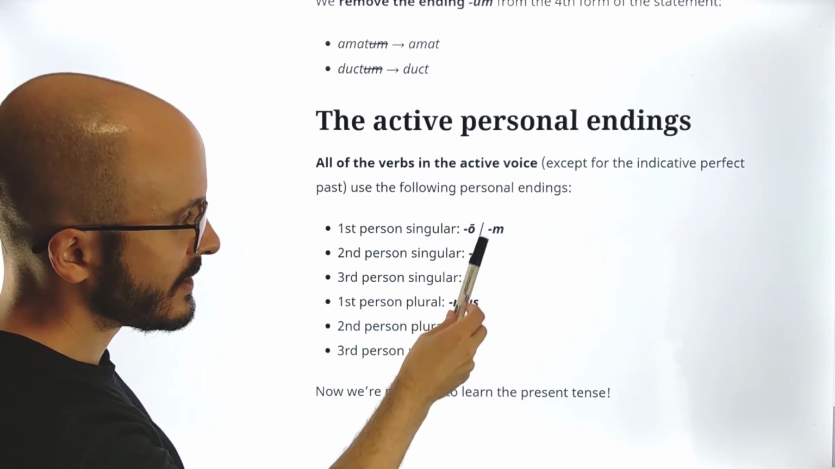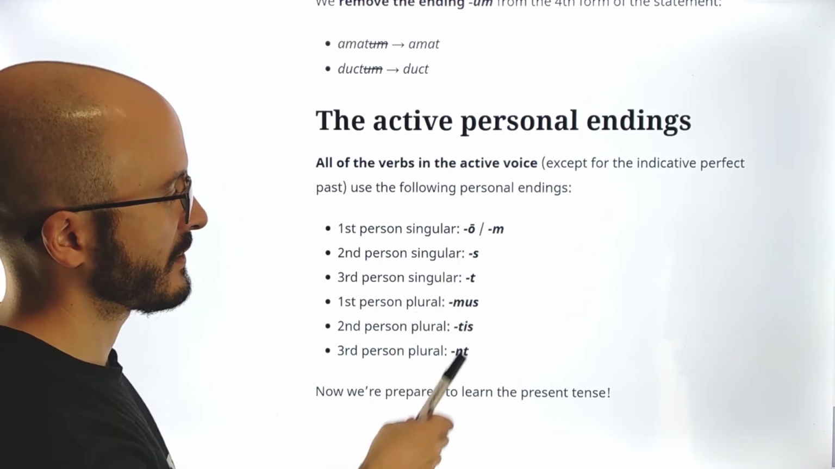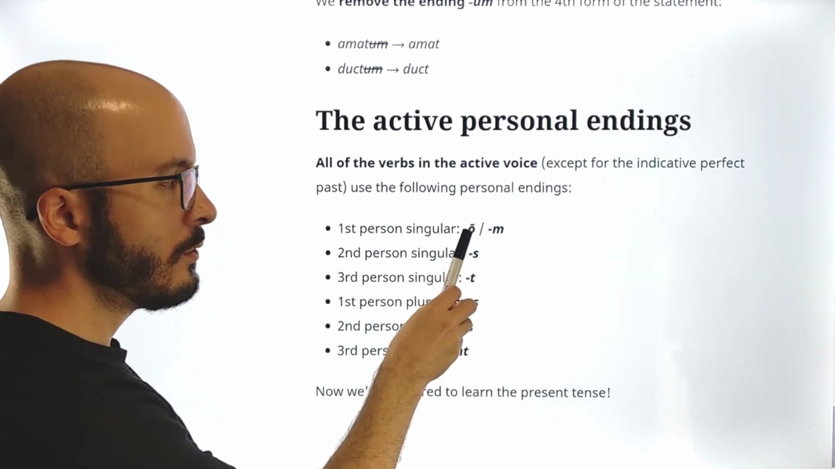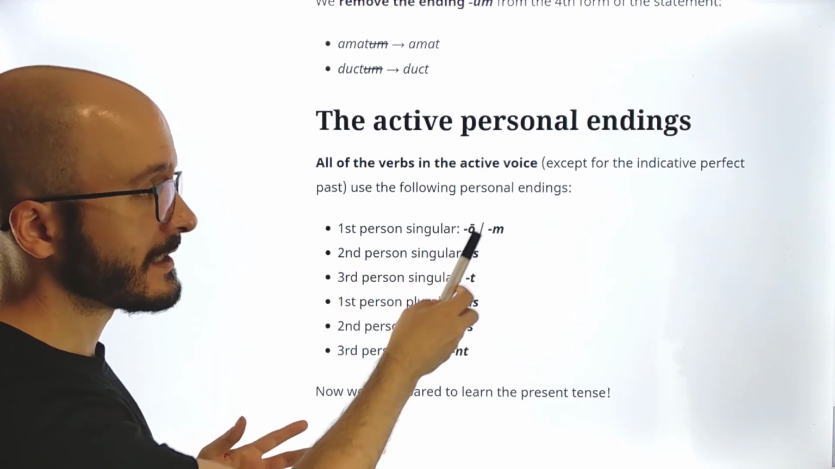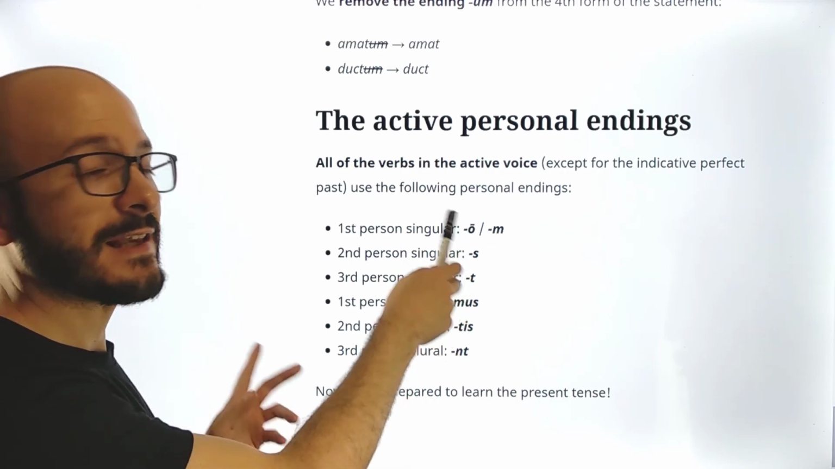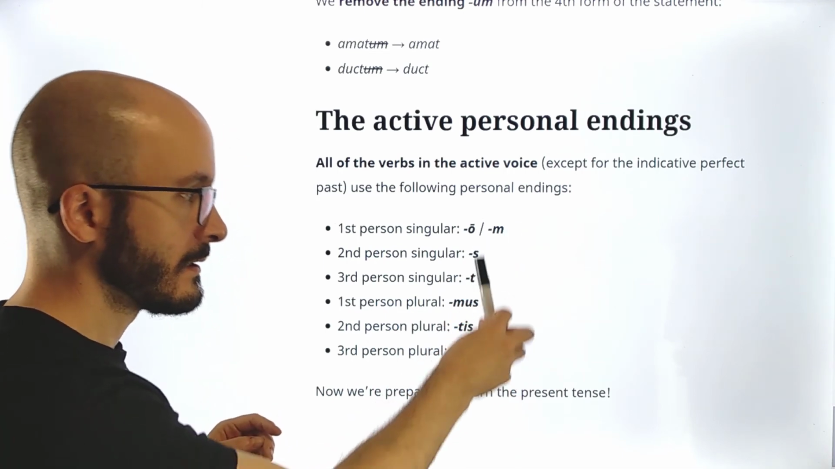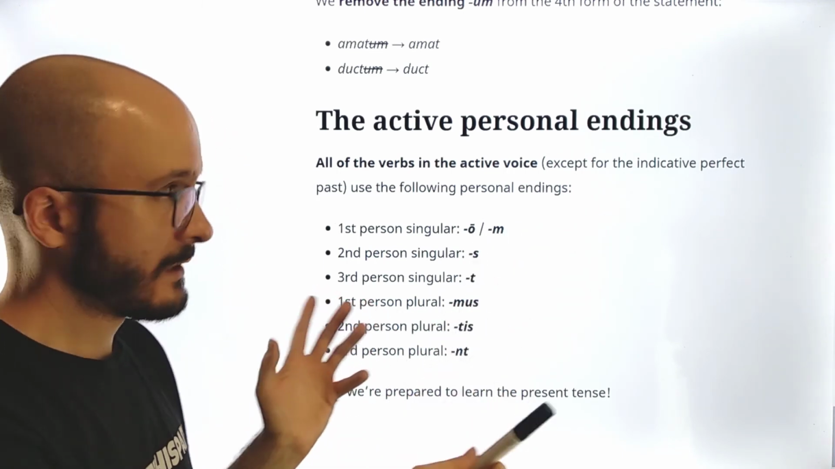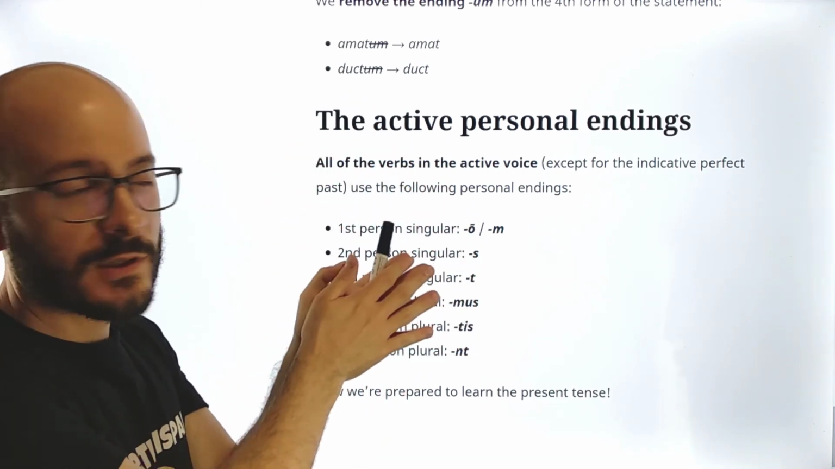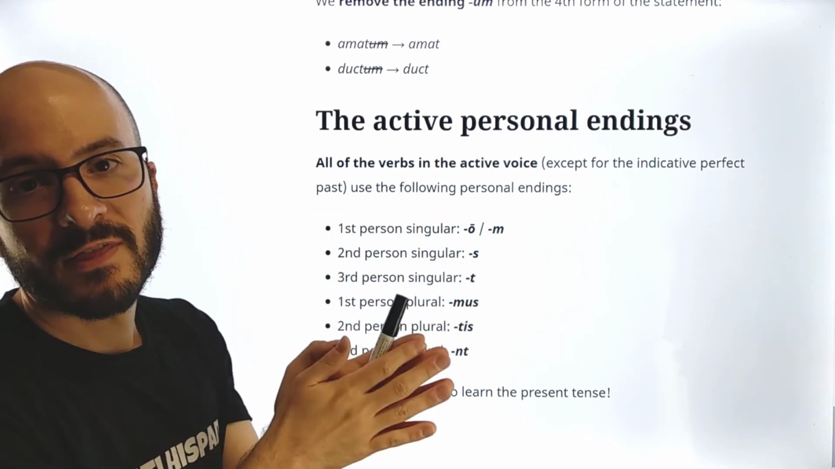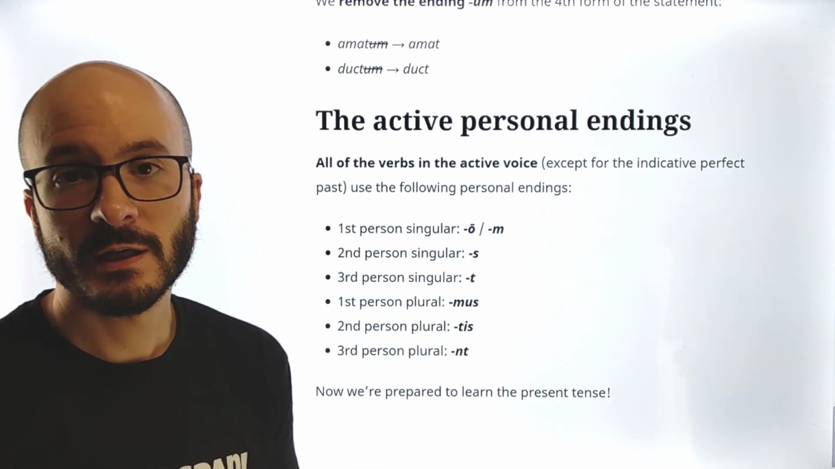Okay, now all of the verbs in the active voice, except for the indicative perfect past, which we will study in some classes, in some modules, use the following personal endings. What we know already is this: o, s, t, mus, tis, nt. Okay, it's kind of weird to pronounce it like this. And now here we see this o or m. That is because in the present it is actually o. In some tenses it will be o, but in some other tenses it will be m. But the rest, it is always like this. Okay, so again, these endings we will be using in most of the tenses, except for the indicative perfect past.